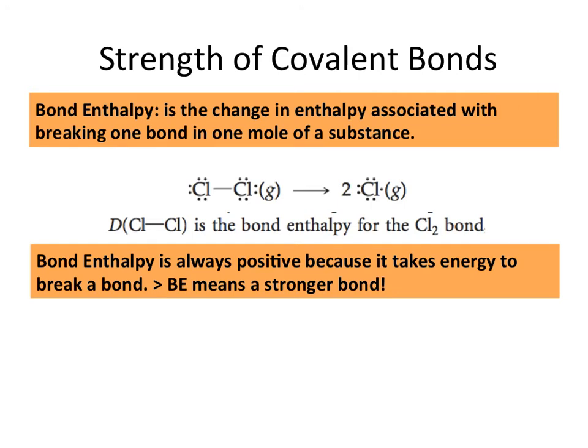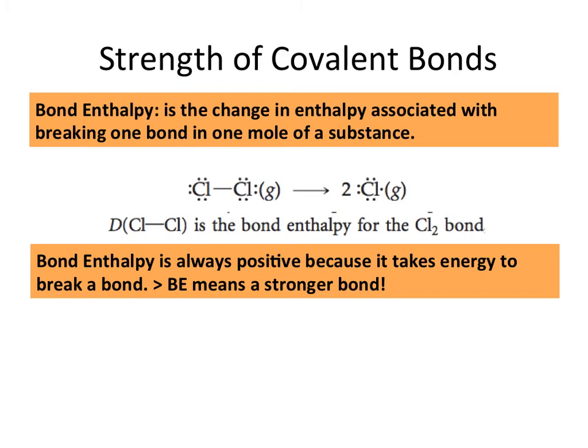Before we do that, though, we need to understand something called bond enthalpy. Basically, bond enthalpy is the change in enthalpy associated with the breaking of a bond in 1 mole of a substance. So if I have 1 mole of chlorine and I want to find out the bond enthalpy, I'm going to measure the amount of energy I have to put into that mole of chlorine to get it to break into its corresponding chlorine atoms.